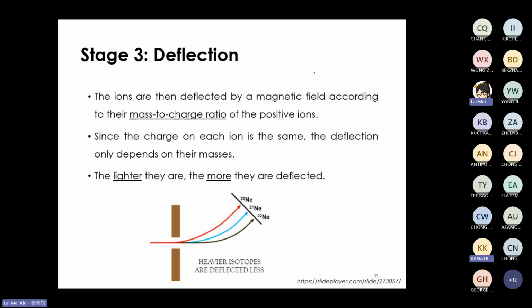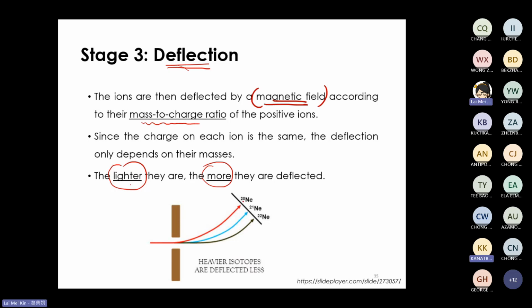Okay, so what's the purpose of accelerating? Because I want to prepare my ions for the third stage, which is deflection. So what is this deflection? I deflect using a magnetic field. And this deflection is according to mass over charge ratio, or mass to charge ratio. The lighter the mass over charge, the more they are deflected.